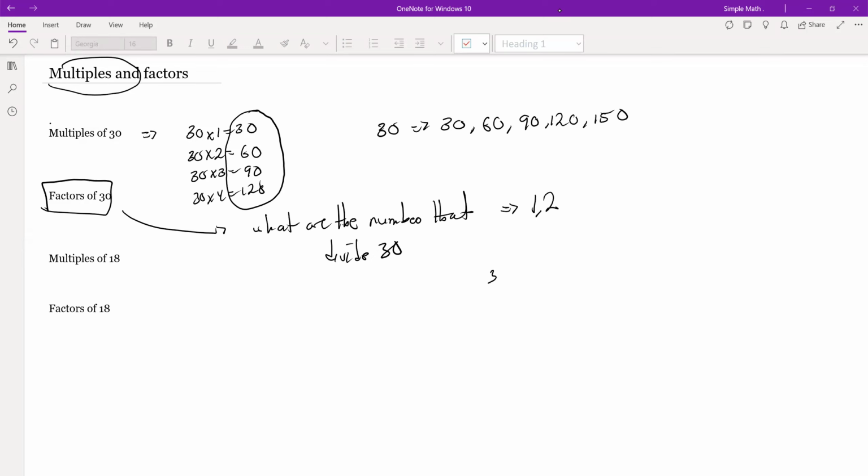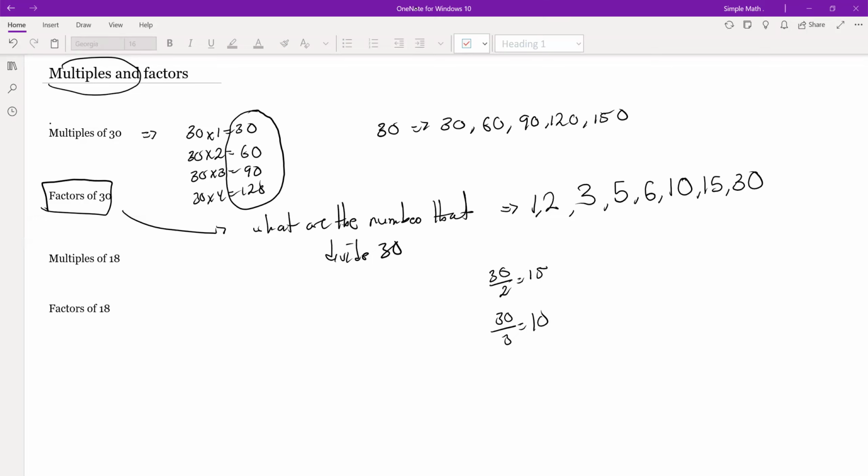2. Why? Because 30 divided by 2 is 15. We have 3. Why? Because 30 divided by 3 is 10. We have 5. 30 divided by 5 is 6. We have 6. We have 10. We have 15. And then we have 30. All right. So these are the factors of 30.